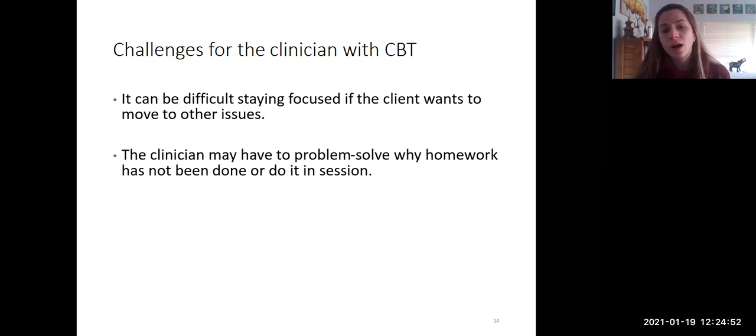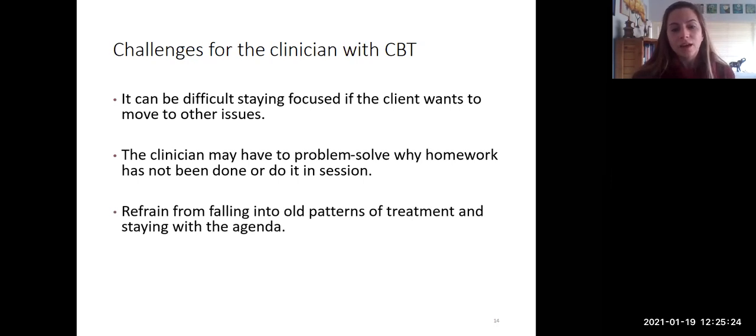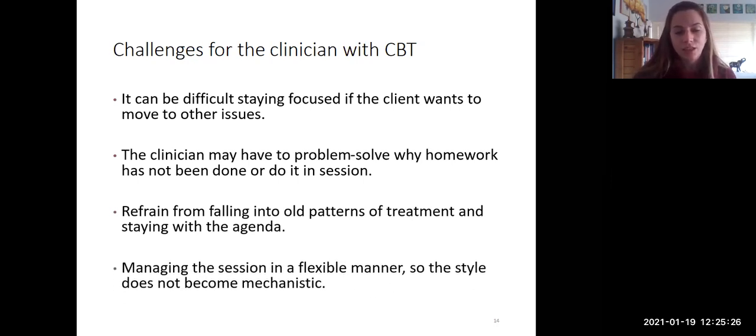The clinician may have to problem solve, particularly around homework. Practice in between sessions is typically the most difficult thing for folks to want to do. And then we run into a lot of challenges trying to convince them why it's important. But if they're not doing the practice work in between sessions, they're really not getting a sufficient dose of these interventions. They're not magic. They're not going to work if they only do it once. They really need to do it regularly until it becomes integrated into their life, and then they'll be able to benefit from the technique. And so staying on point, staying on agenda is really important.